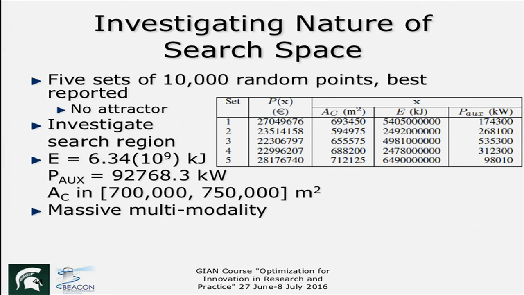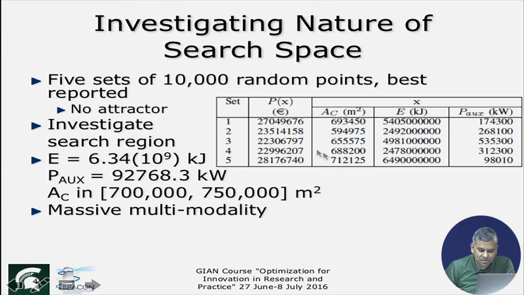To investigate, what we do is we randomly create 10,000 points and take the best of those profit values and the corresponding ACs. Then create another set of 10,000 points, and take the best. I see that every time you create a set of 10,000 points, I get completely different things. This tells me, because I've not done any optimization here, it's just 10,000 points and choosing the best one, that there is a lot of multimodality, a lot of things happening in the search space.